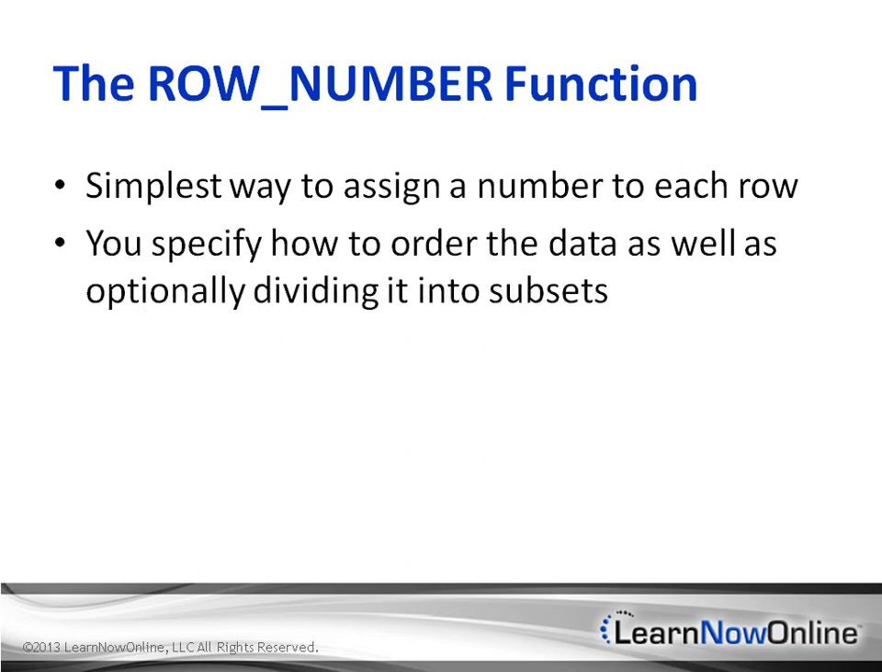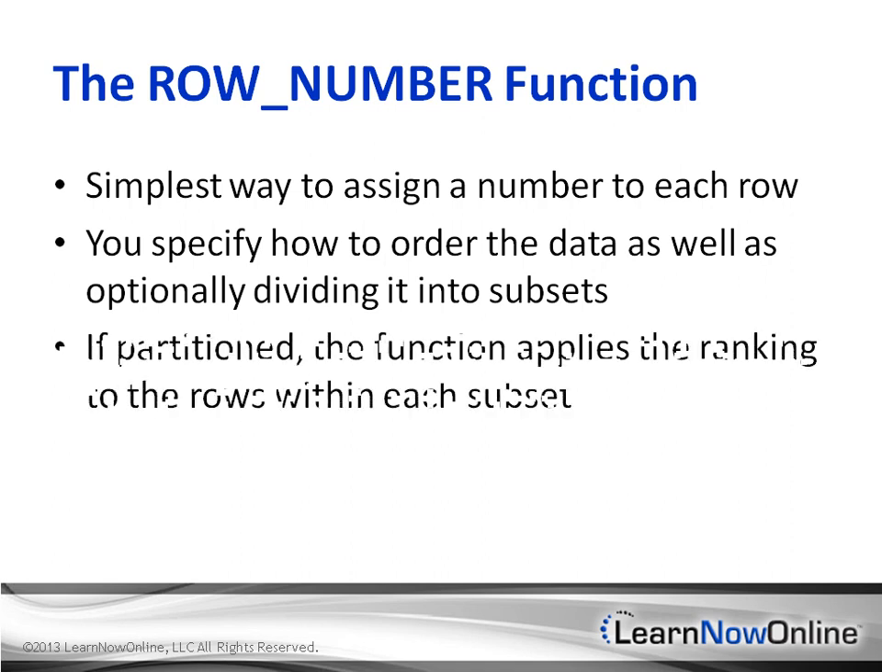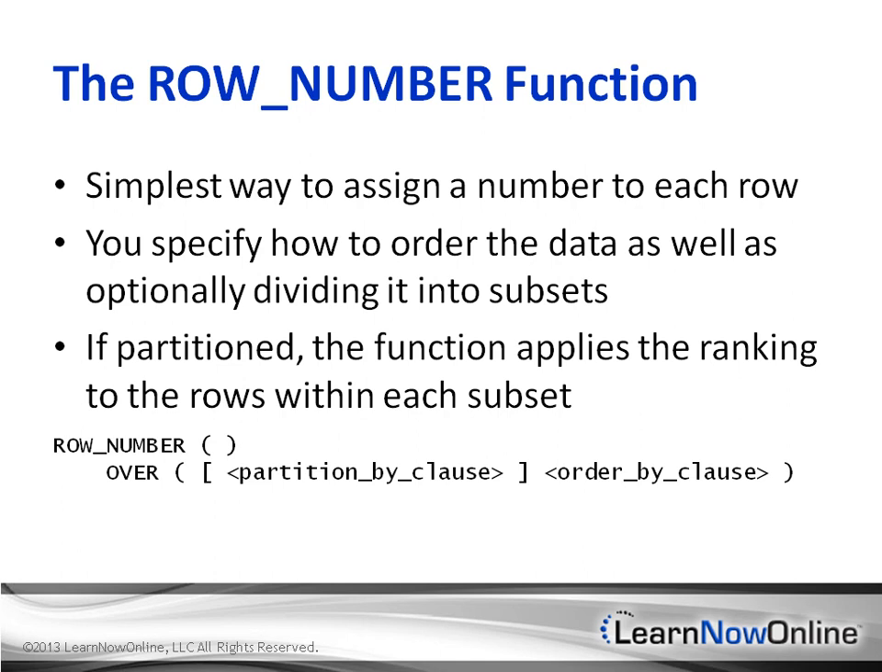You first specify how to order the data, as well as how to optionally divide it into subsets. And if partitioned, broken up into subsets, then the function applies the ranking to rows within each subset. Here's the syntax. Row number, and then we use the keyword over, and we have a partitioning clause. How do we want to break it up into subsets? And then we also optionally give it an order by clause. How do we want those rows within the subsets ordered?